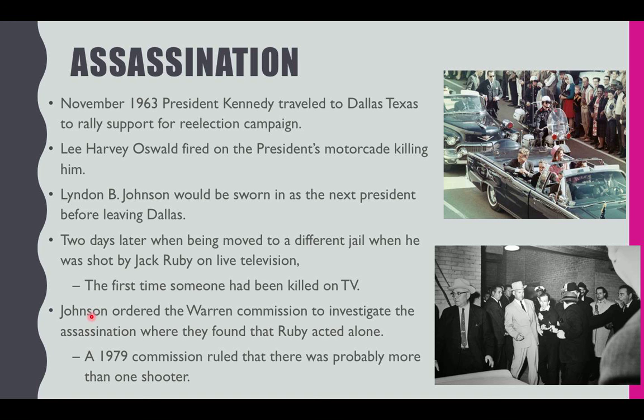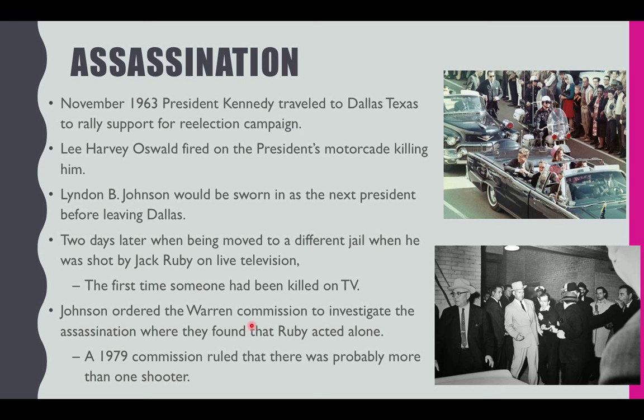Because of the way this all happened, Johnson is going to put together what's called the Warren Commission to investigate the assassination. What they're going to find is that Jack Ruby acted alone. It wasn't some big conspiracy. Lee Harvey Oswald wasn't a part of a greater plot of the Soviets to take down the United States.